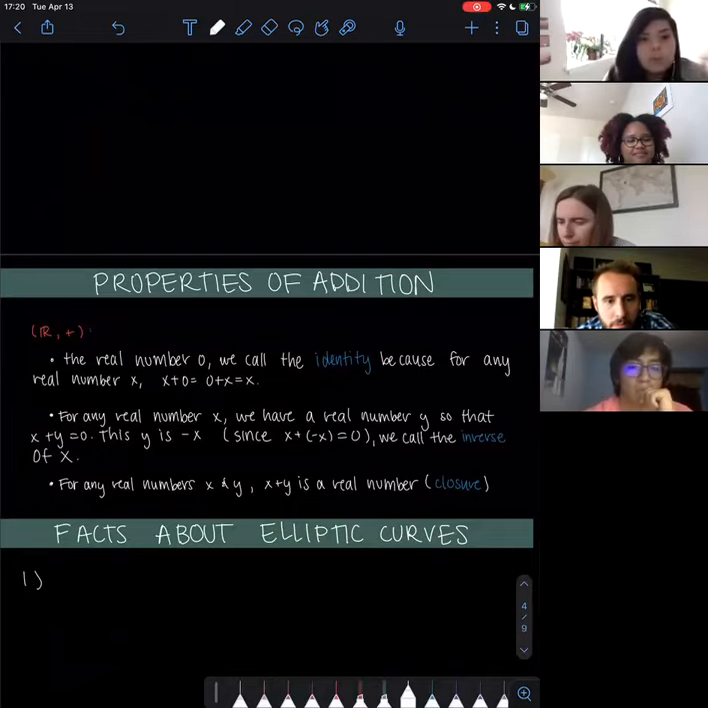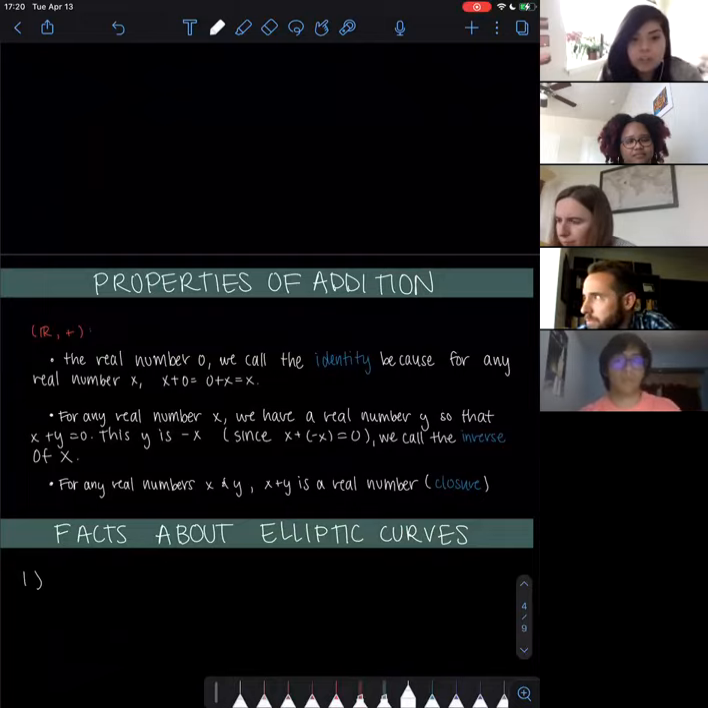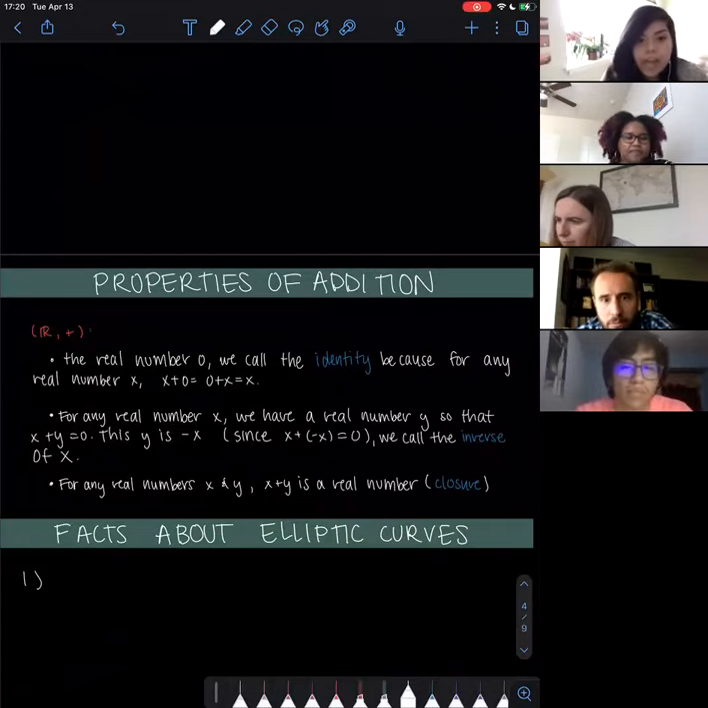And then the last thing we want is that for any two real numbers x and y, when you add them together, you get back a real number. So in our case, we want to take any two points on our elliptic curve and end up with another point on our elliptic curve. And this is called closure. There's something else that you need to do with groups generally, which is show associativity, but we won't talk about this. And I think a lot of people usually tend not to want to talk about associativity.